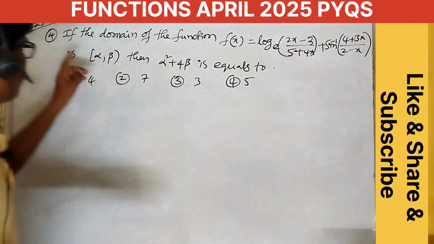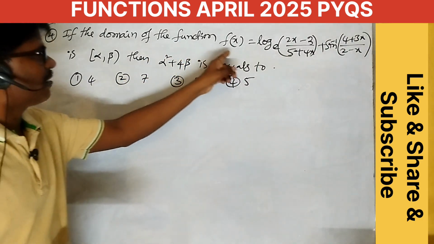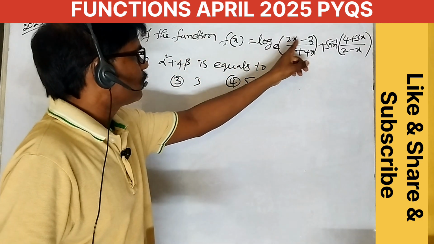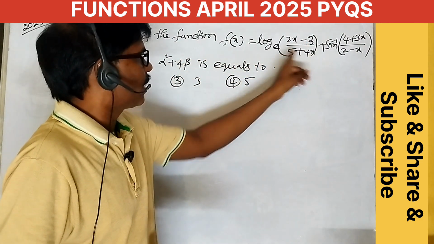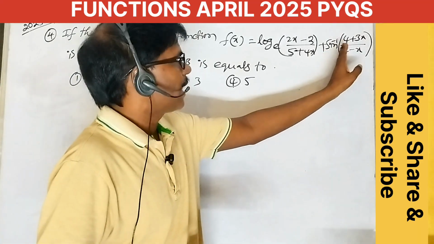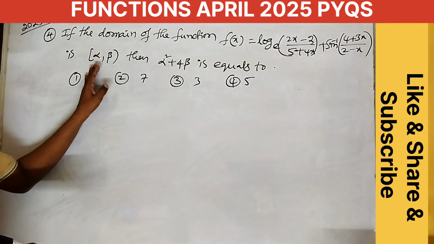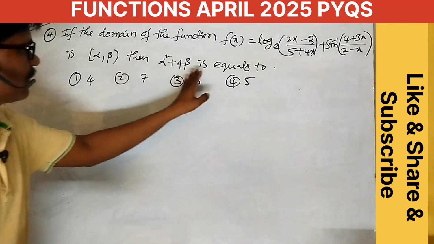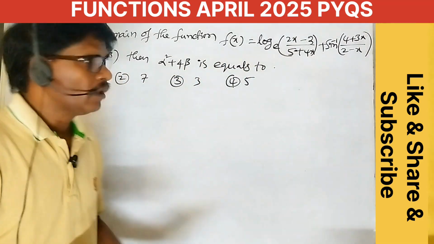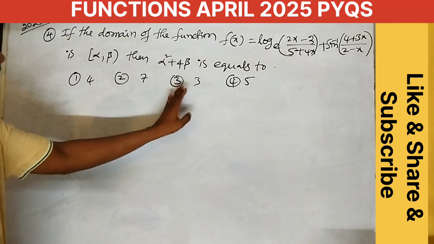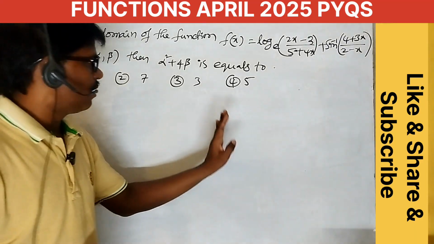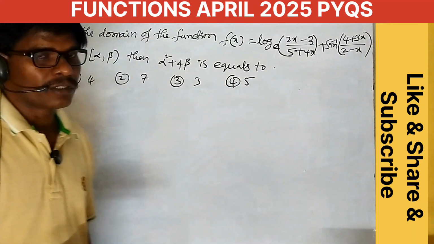Okay, this is question number 4. If the domain of the function f of x is equal to log base e of (2x minus 2) by (5 plus 4x) plus sin inverse of (4 plus 3x) by (2 minus x) is the closed interval alpha comma beta, then alpha square plus 4 beta is equal to: first option 4, second option 7, third option 3 and fourth option 5.